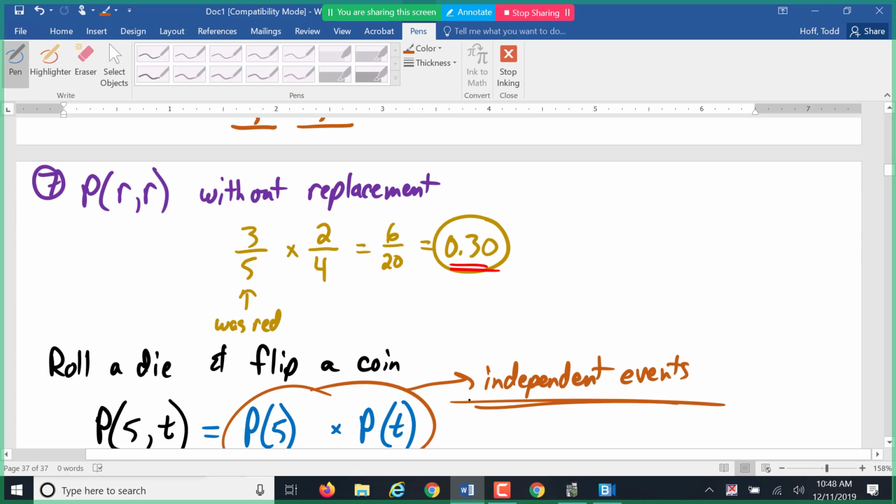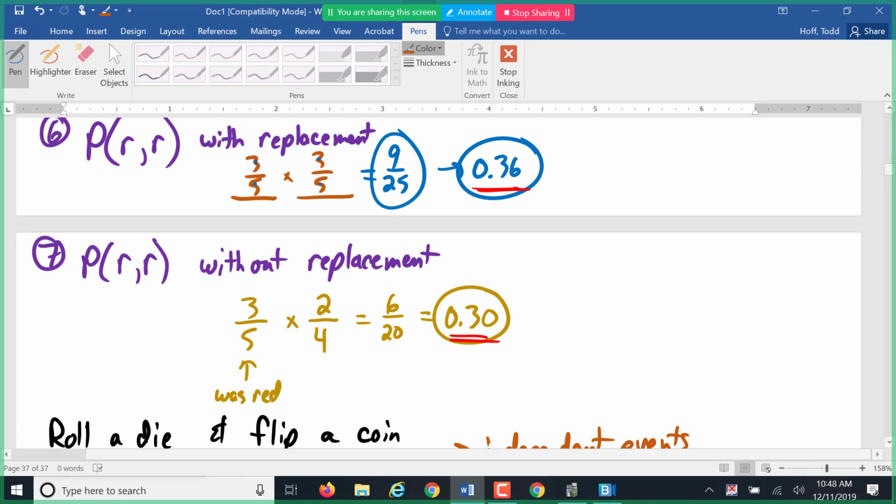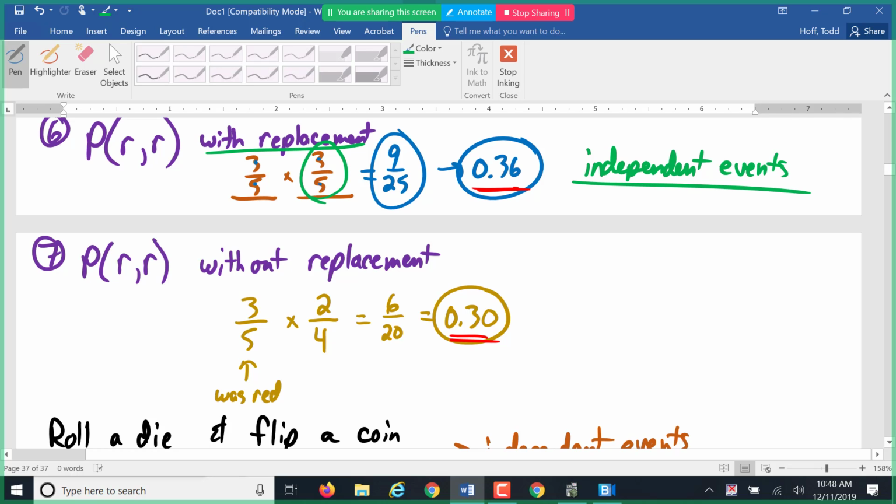So if we go back up here, with replacement, that is independent events, because the probability of getting a red marble on the second draw is not affected by the first draw. If we got a blue marble on the first draw, we put it back in, the probability of getting red on the second draw is still 3 out of 5. Or if we get a red on the first draw, it doesn't matter, we put it back in before we do the second draw, the probability of a red marble on the second draw is still 3 out of 5.